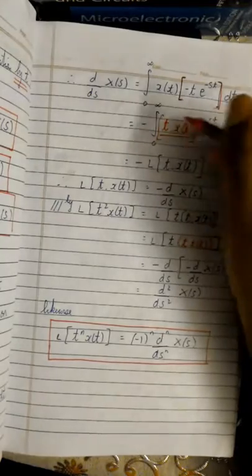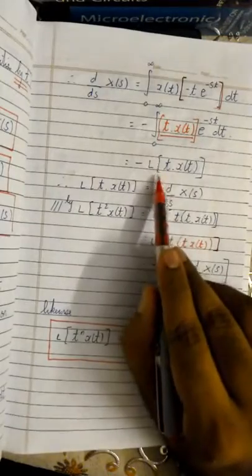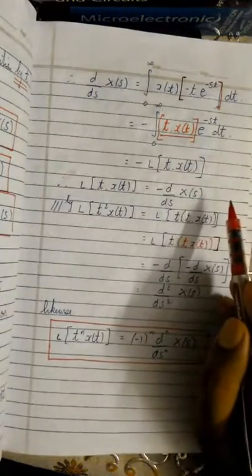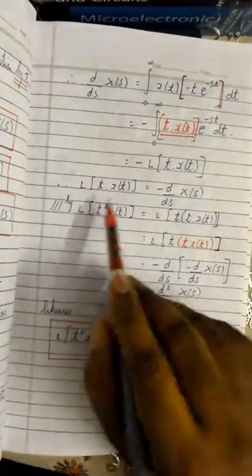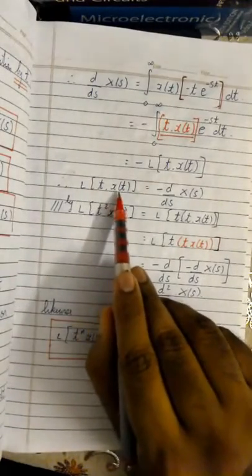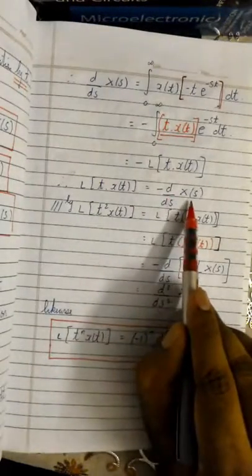This equation is nothing but the Laplace transform of t into x of t, with a minus sign. So I put the minus sign on the opposite side of the equation, and I get: Laplace transform of t x of t is equal to minus d by ds of x of s.